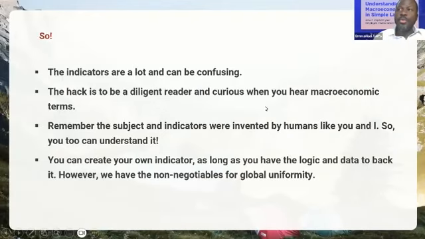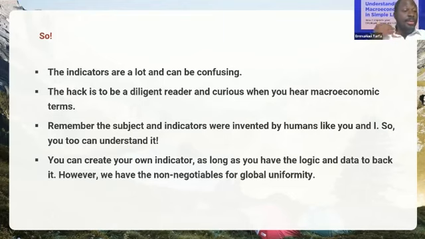All right, so the indicators are a lot, because we're about to get into them, and can be very confusing. So the hack is to be diligent reader and curious when you hear macroeconomic terms. My job is to raise your curiosity. Number 3, remember the subject and indicators were invented by humans like you and I, so you too can understand it. I think that's supposed to help someone see that, you know what, if a human being created these terms, I think I can understand it. So don't feel like they are heavenly languages, right?